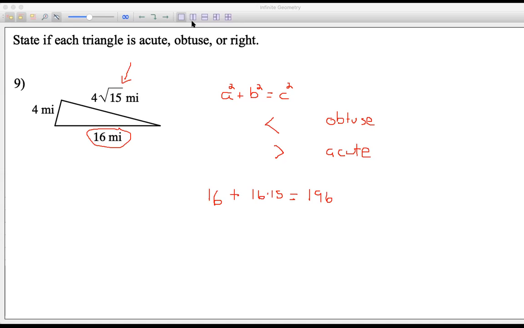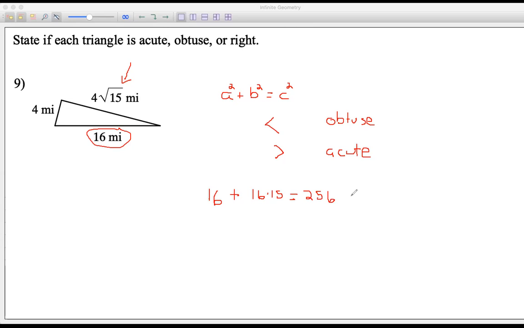What am I thinking? 13 squared? 256. Okay. What am I thinking of? 13 squared is 169. 14 squared is 196. That's what I was thinking of. 15 is 225. 16 is 256.